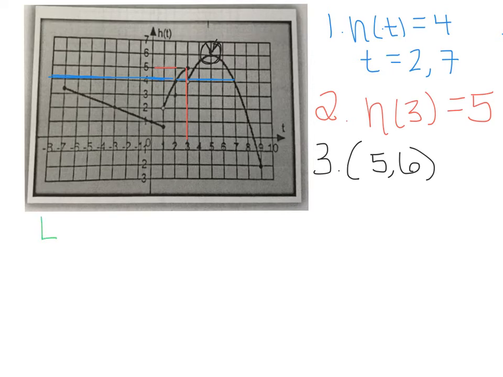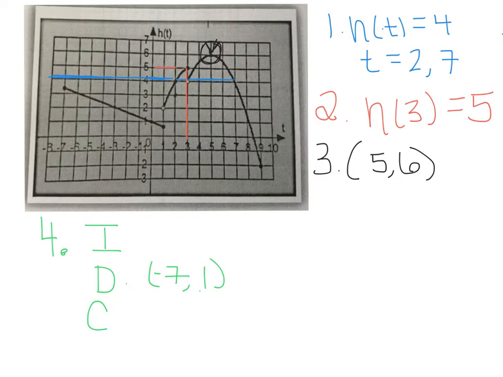Number 4, which I'm going to do down here, a little bit longer, it wants increasing, decreasing, constant. So I'm just going to go along the graph and list my intervals. Keep in mind, at the very end points, you are not increasing or decreasing, so those always go in the constant column. And we're always going to use parentheses for this. So I'm going to start at the end of the graph at -7. From -7 all the way to 1, I decrease.